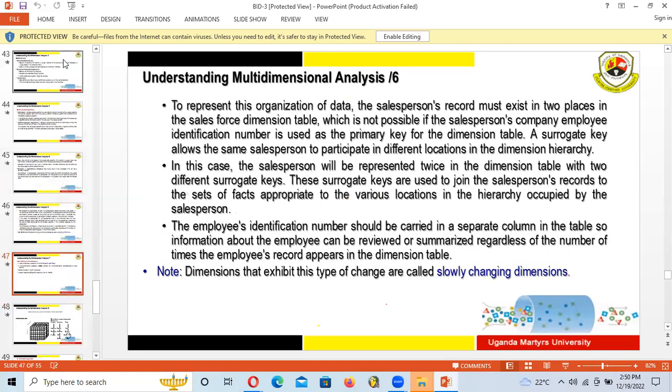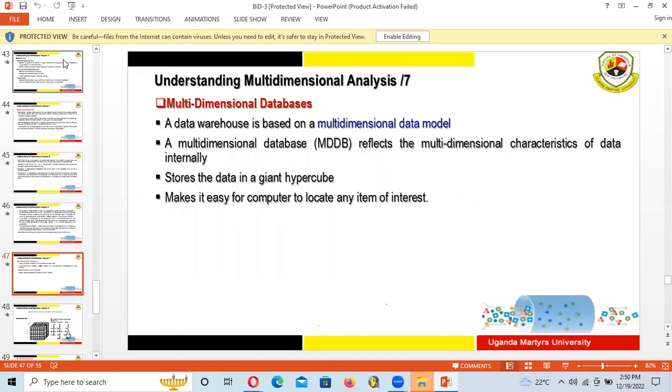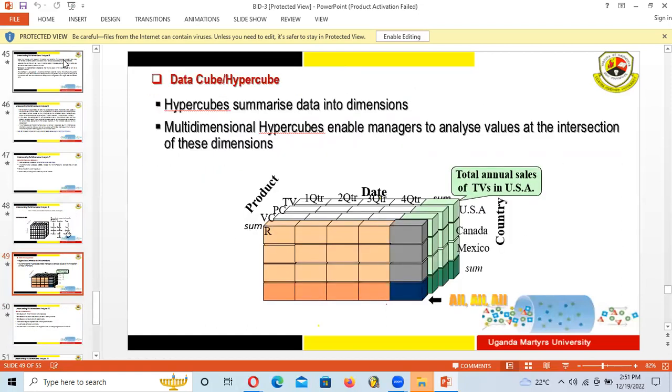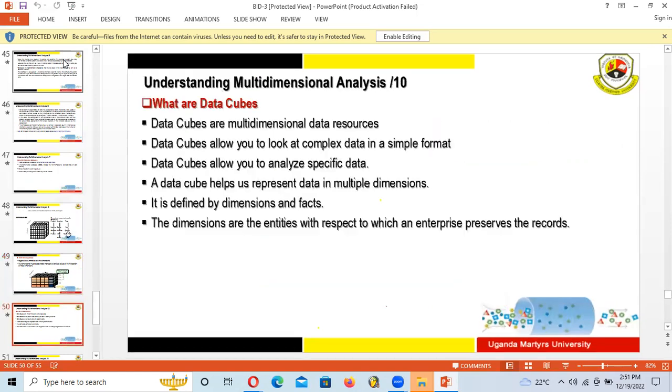Continuing, what do we understand by the term multi-dimensional databases? A data warehouse is based on the multi-dimension data model. A multi-dimension database represents the multi-dimension characteristics of data internally, and stores the data in a giant hypercube, or what we call cubes. It makes it easy for the computer to locate any item of interest. So this is an example of multi-dimension data, and another example in a graphical way.